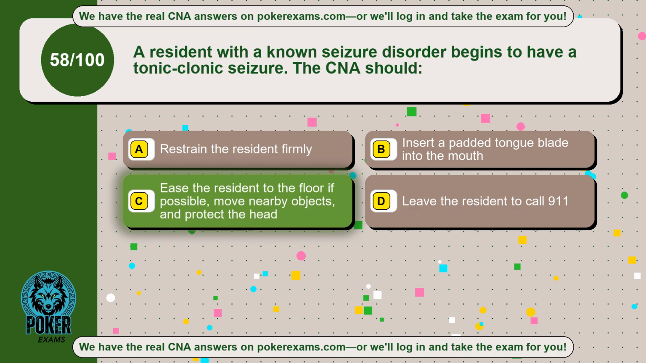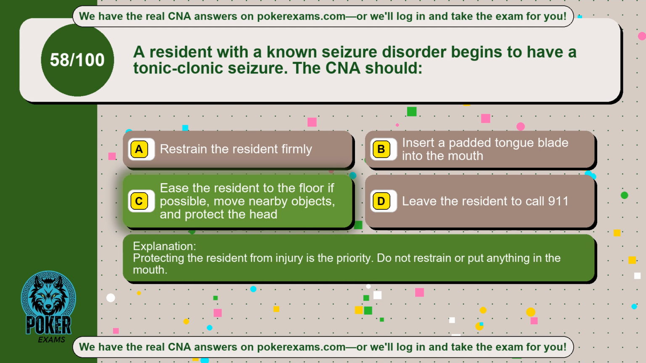The correct answer is option C. Ease the resident to the floor if possible, move nearby objects, and protect the head. Protecting the resident from injury is the priority. Do not restrain or put anything in the mouth.